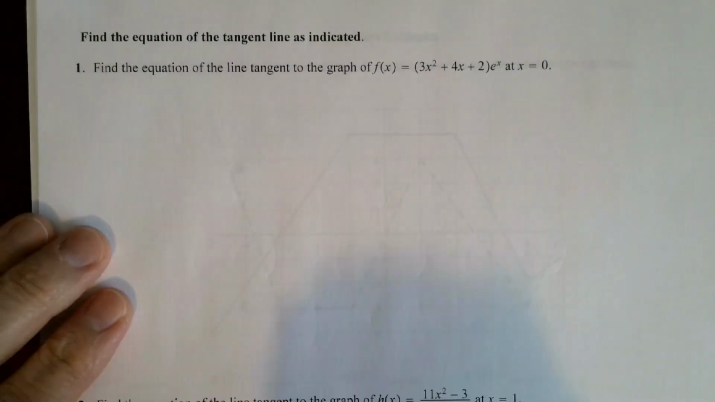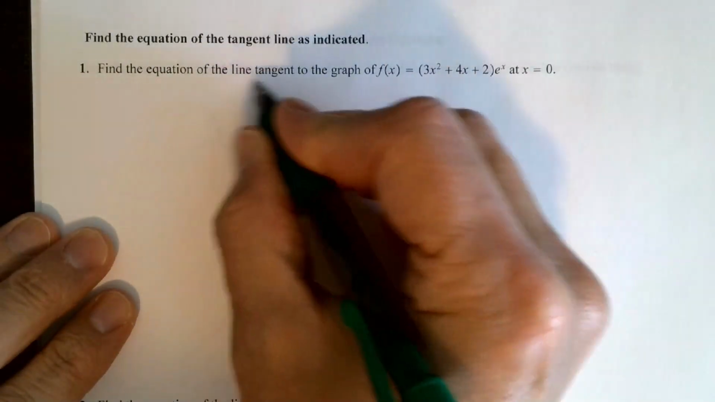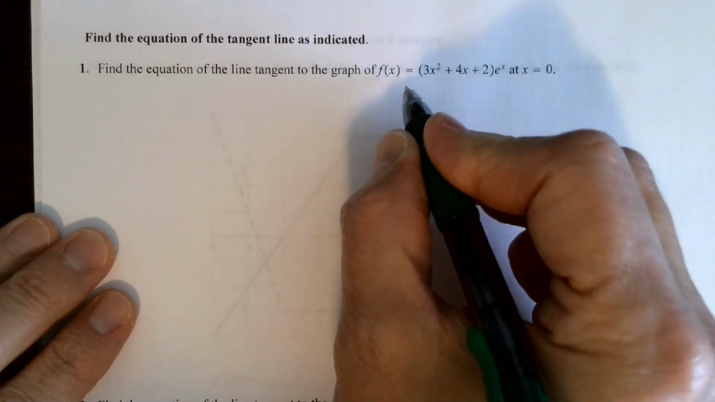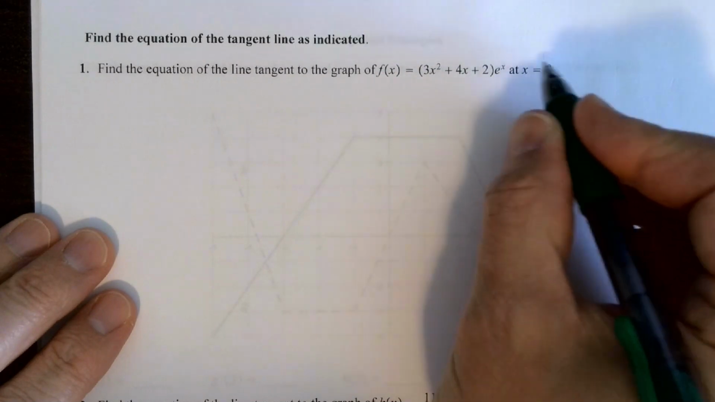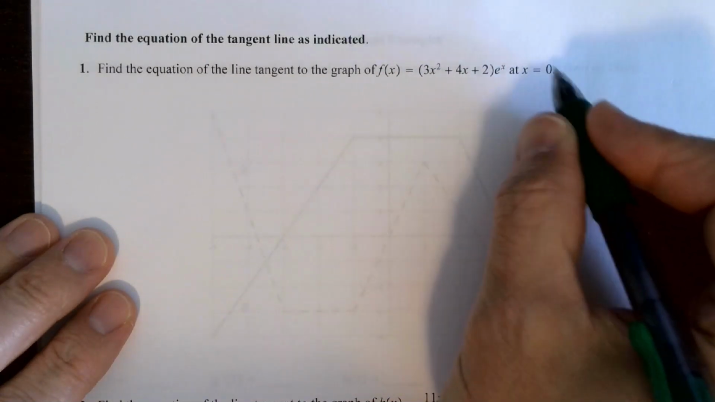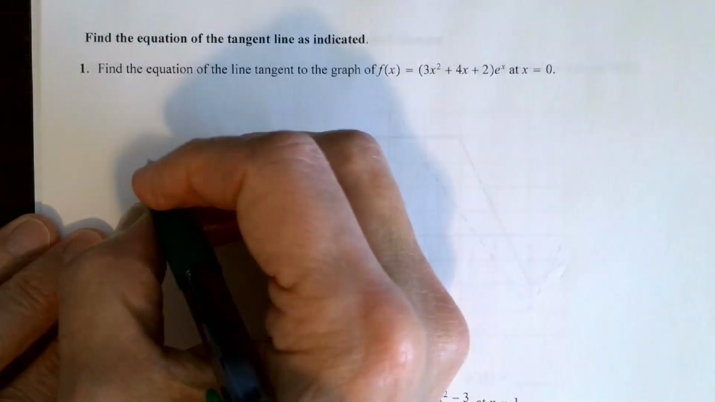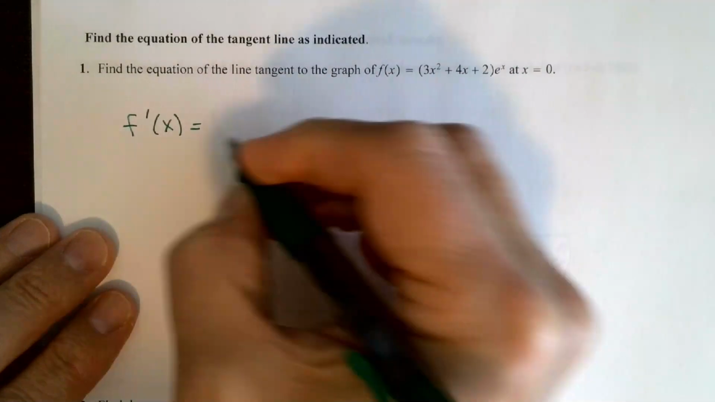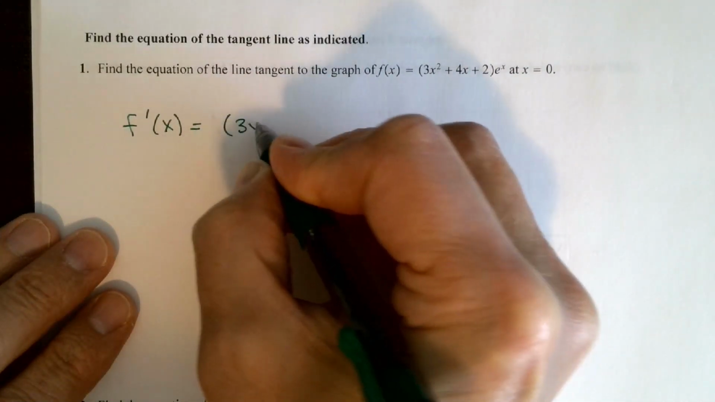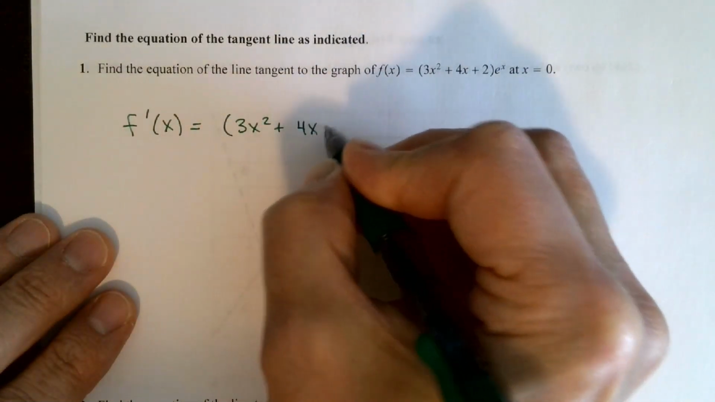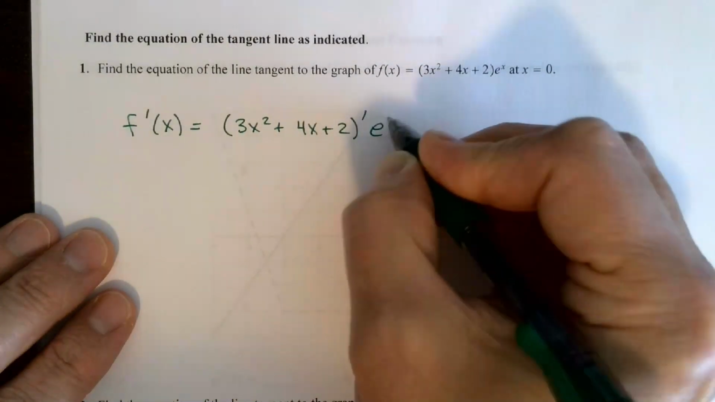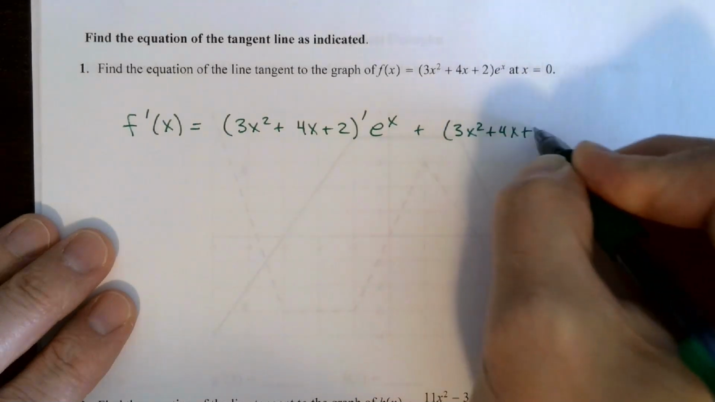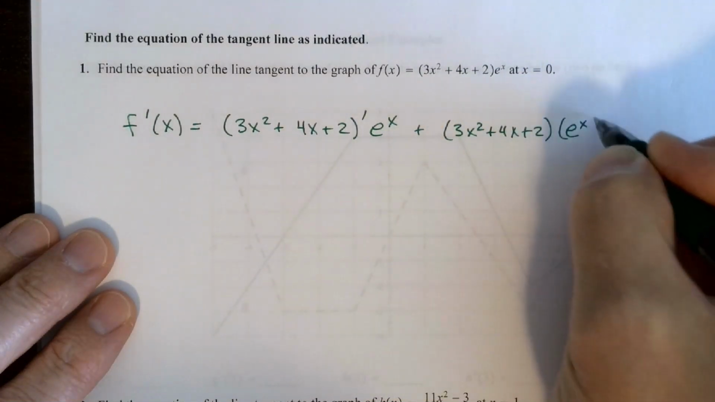I'm just going to go ahead and use the product rule, because in order to find the equation of the tangent line, I need the slope of the tangent line. And what's the slope? It's the derivative of the function. Of course, we're finding the equation of the tangent line at x equals 0, so we need to find f prime of 0. So first I have to find f prime, and it's by the product rule. So I take the derivative of the first function, which is all of this stuff, times e to the x, plus all of this stuff times the derivative of e to the x.